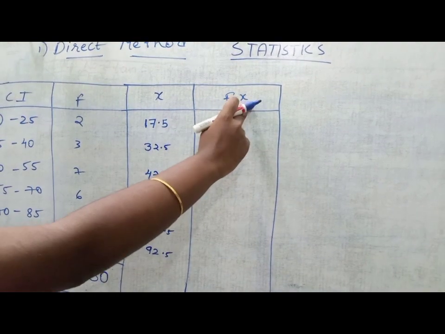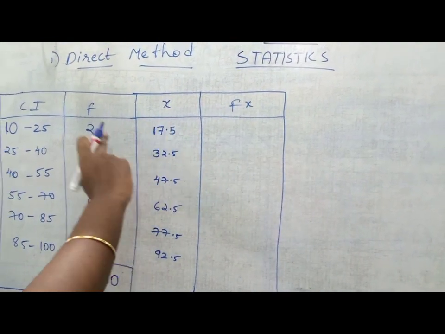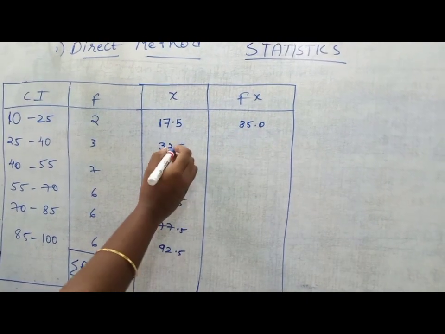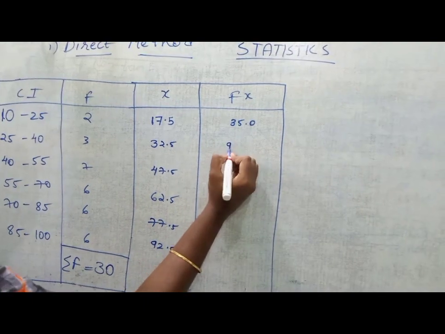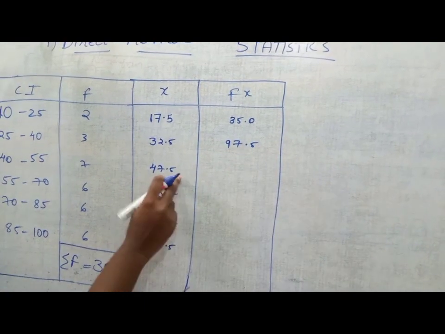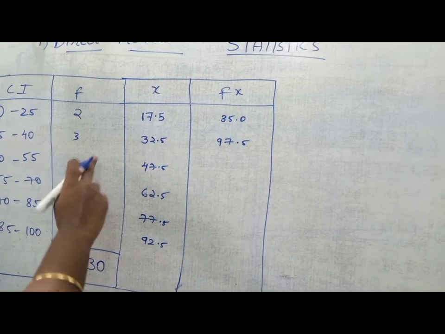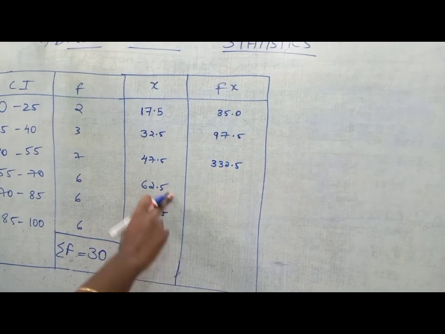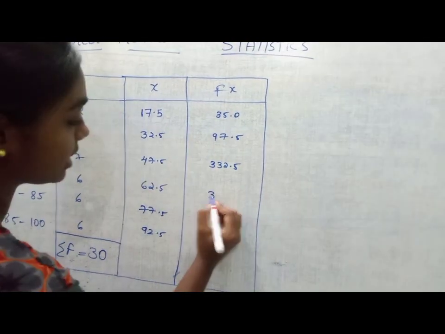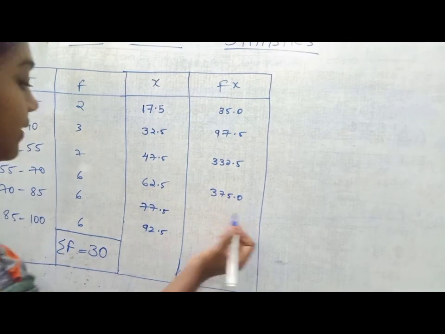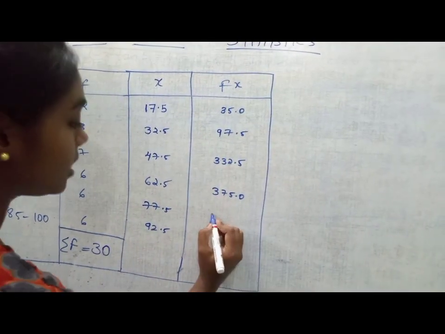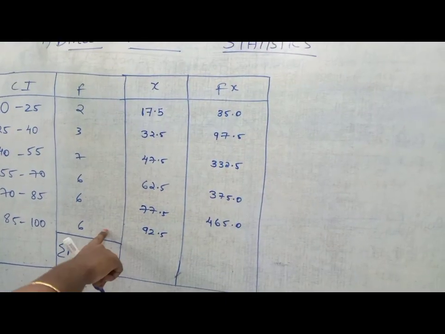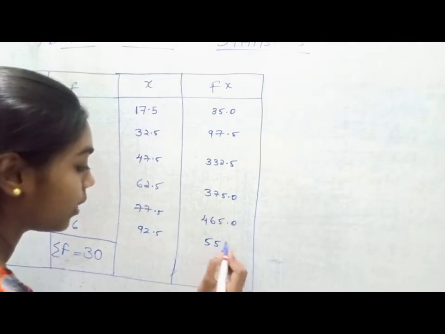Now f into x. We should do f into x. 17.5 into 2 is 35.0. 32.5 into 3 it's 97.5. 47.5 into 7 it's 332.5. 62.5 into 6 it's 375.0. 77.5 into 6 it's 465.0. 92.5 into 6 it's 555.0.